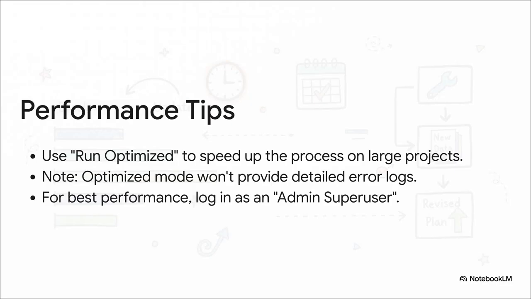And hey, for those of you out there wrestling with those absolutely massive, complex projects, here are a couple of quick performance hacks. Checking Run Optimized can make the update go way faster. Just be aware the trade-off is that it won't give you a detailed error log if something goes wrong. And for the ultimate speed boost, if you can, log in as an admin super user. That can speed things up even more.